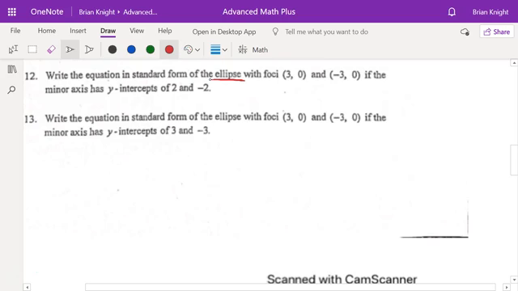It says the minor axis is the shorter of the two, right? It has y-intercepts of 2 and -2. Okay? So can somebody tell me where is my center going to be in all of this? It's the midpoint of what? The foci. Okay? Your center is always the midpoint of your foci. You could even use the y-intercepts if you wanted to. Okay? What's the middle of 2 and -2? 0. Okay? So my center is 0, 0. Everybody with me so far? Okay.